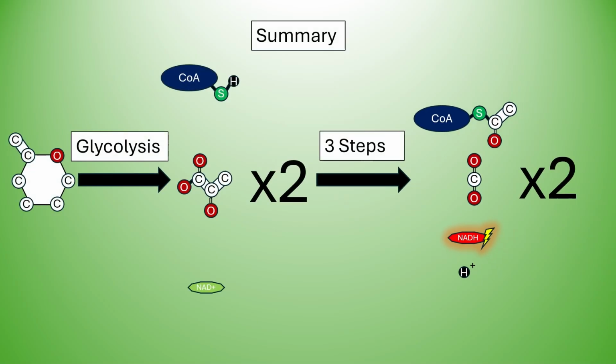So to summarize, we start with 1 glucose, which turned into 2 pyruvates after glycolysis. The bridge reaction turned them into acetyl-CoA, CO2, NADH, and hydrogen, all in multiples of 2.